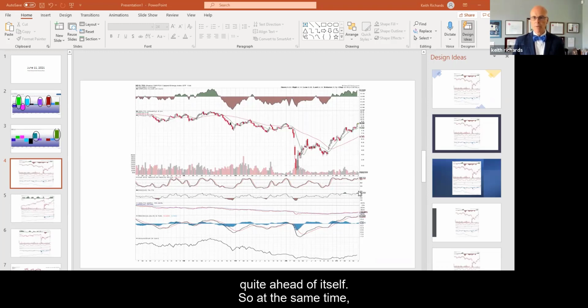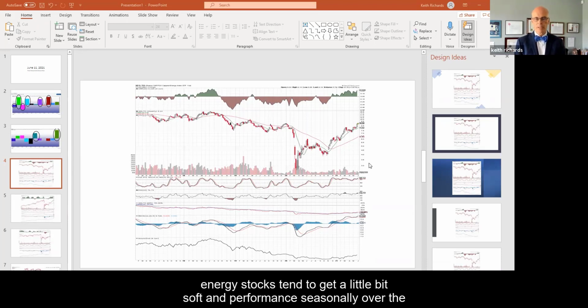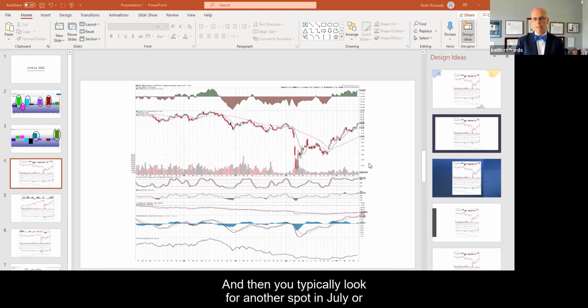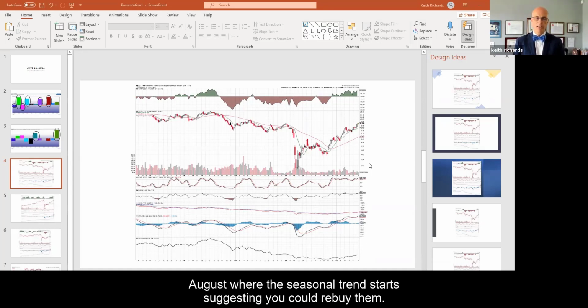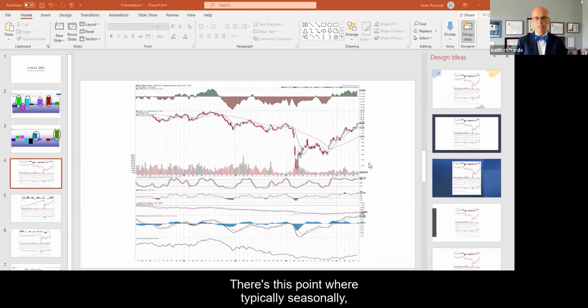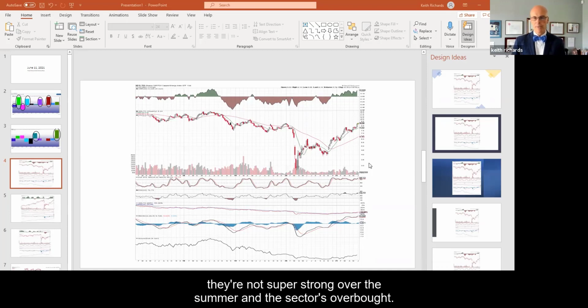ahead of itself. So at the same time, we have a chart for oil, this is the iShares Energy ETF, which is going to hold a lot of Canadian energy stocks as well as some global players. And what you'll see is that the energy sector is coming into a level of old resistance while it's overbought. And interestingly enough, energy stocks tend to get a little bit soft in performance seasonally over the summer. And then you typically look for another spot in July or August where the seasonal trend starts suggesting you could rebuy them. So there is this point where typically seasonally, they're not super strong over the summer and the sector's overbought. So we said, okay, let's peel a little bit out. It's a little bit overdone.